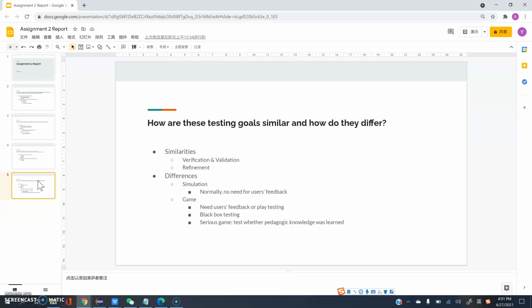Also, the purpose of testing the game is to verify whether the game is fun, whether it's motivating, and whether it's educational. For testing the game design process, there is an additional step we need to take, which is black box testing, so we don't get into the internal part of the game. If it's testing for a serious game, then we also have to test whether the pedagogic logic will be learned.